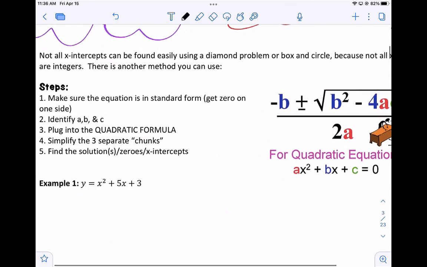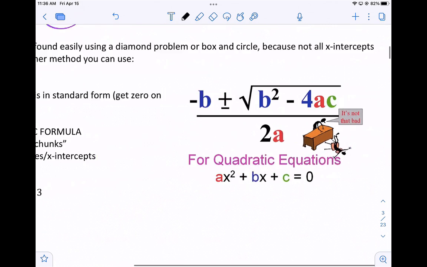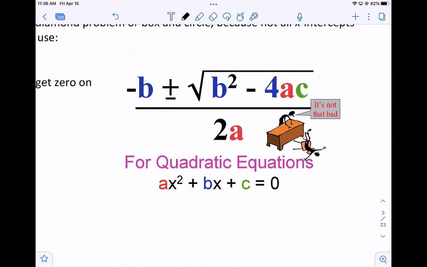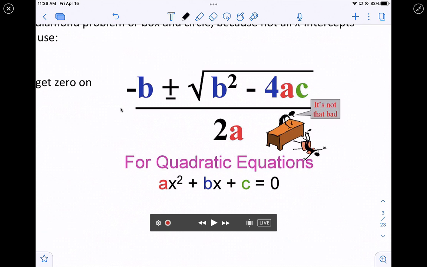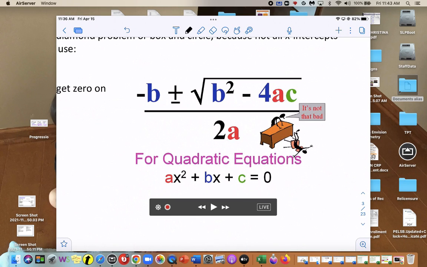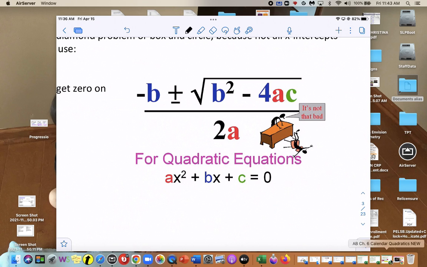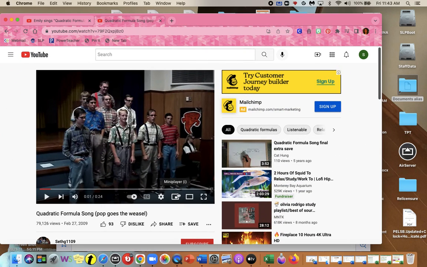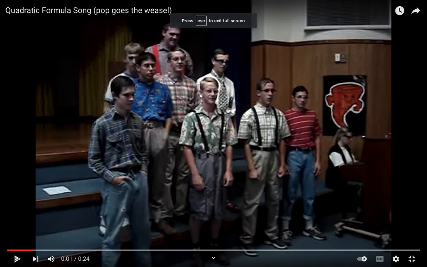And here are the steps for solving it. There is a way to remember this formula. It's a song that goes to Pop Goes the Weasel. So I'm going to play that song for you, maybe twice here. Here's the first song.